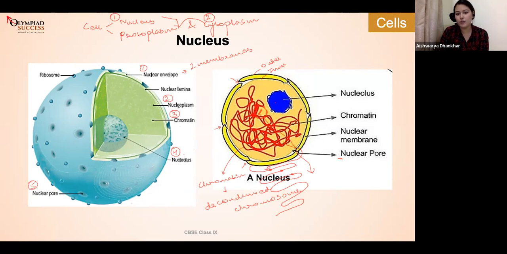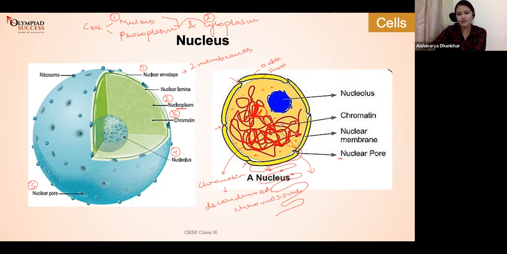Okay, next we have the nucleoplasm. Nucleoplasm again is something like the cytoplasm. Nucleoplasm will also contain certain kinds of amino acids and proteins, again required for replication. So when this portion needs to be replicated, it requires proteins, it requires energy that is present in the nucleoplasm, right? It's a fluid matrix gel-like material that is present inside the nucleus. Any doubts so far? Anyone?